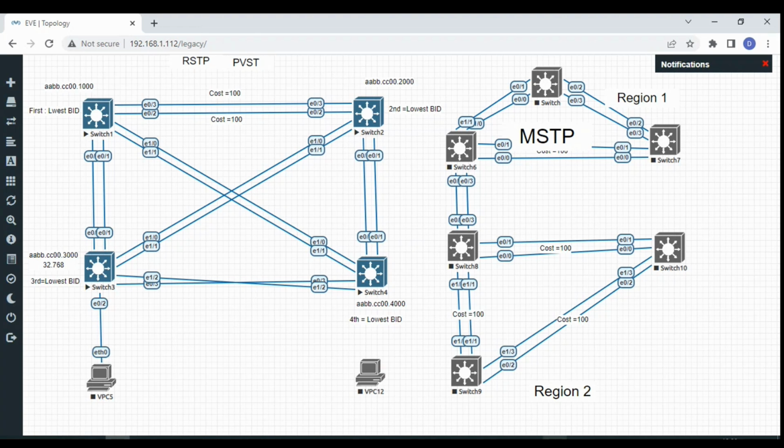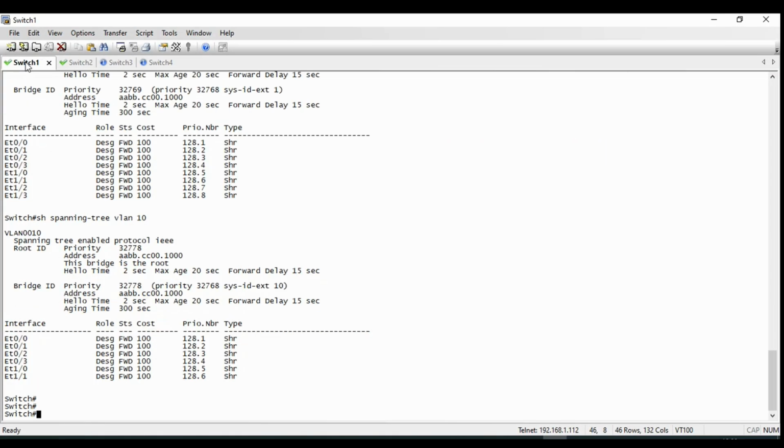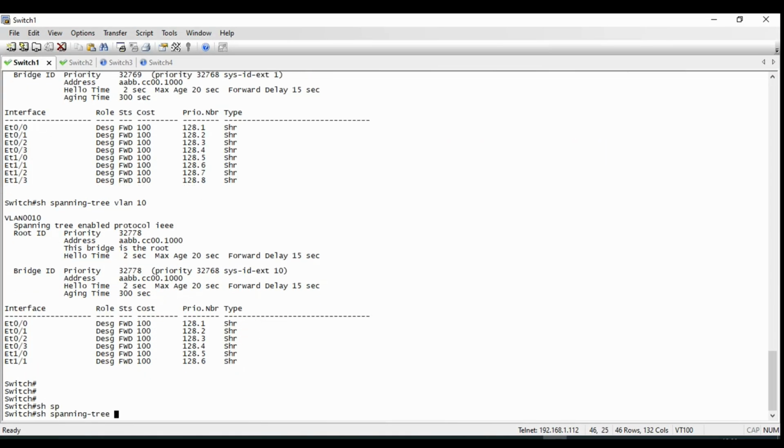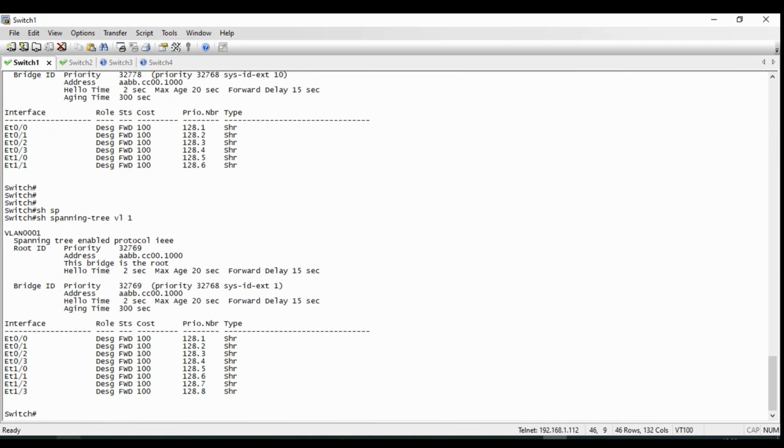So root port, if you see switch one, if you see the spanning tree for VLAN 10, all ports are in designated role. Let me show you everything. Okay, all ports are designated ports. Why are all these ports designated? Because it is the root bridge, and this root bridge has the lowest BID. This is the reason all the ports are designated ports.